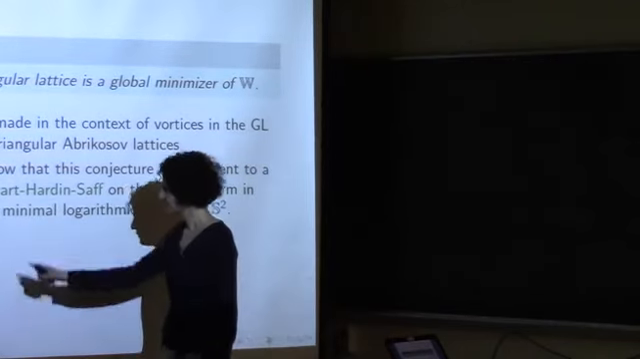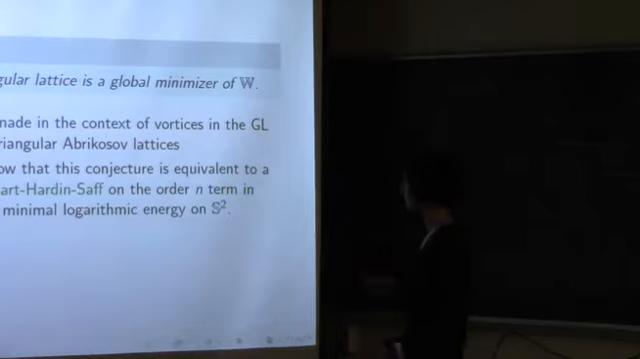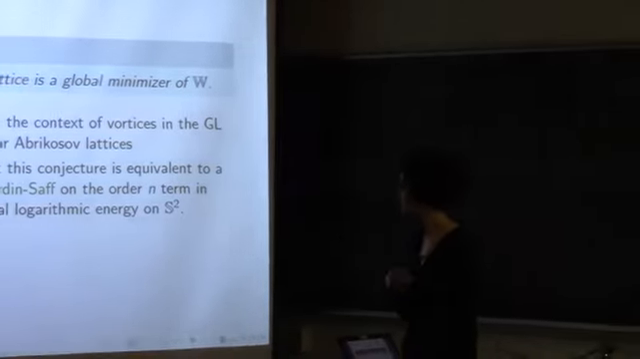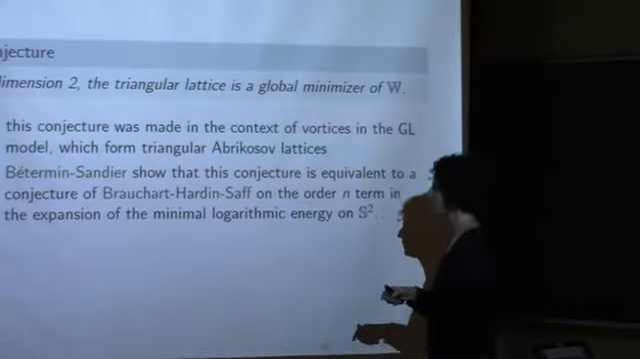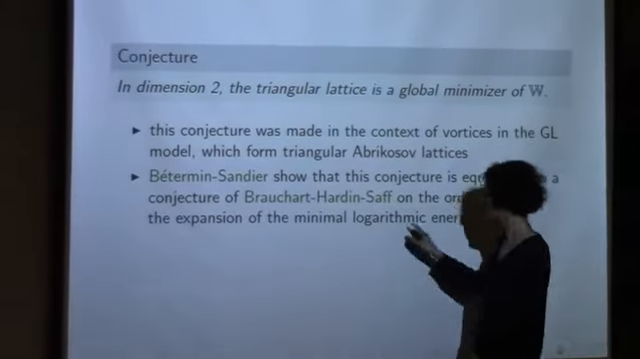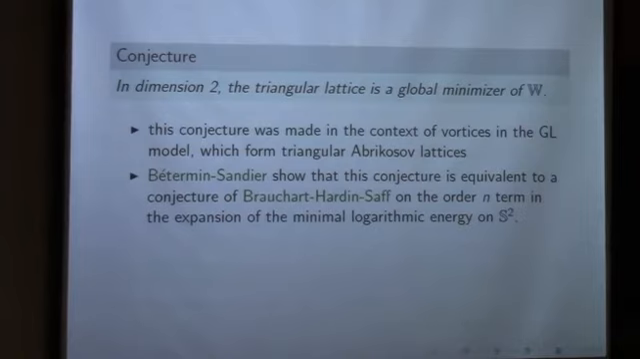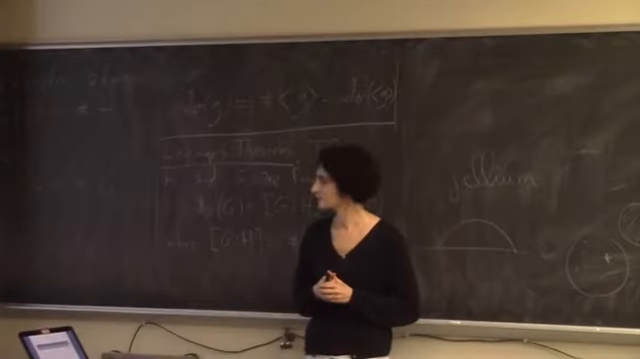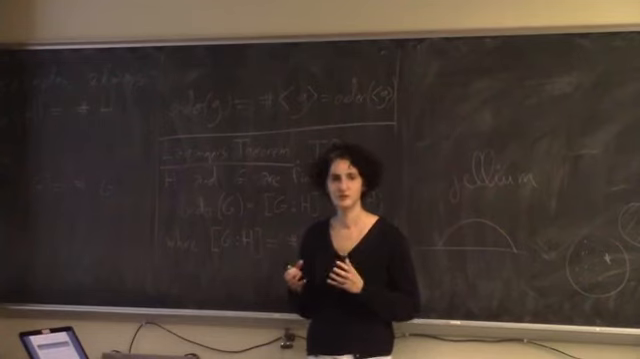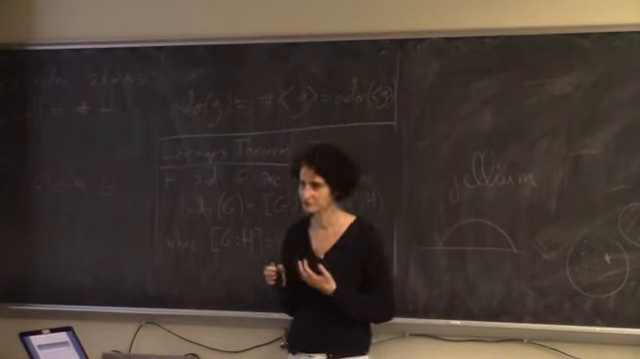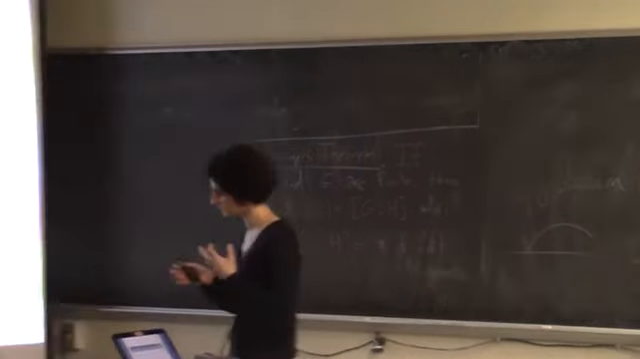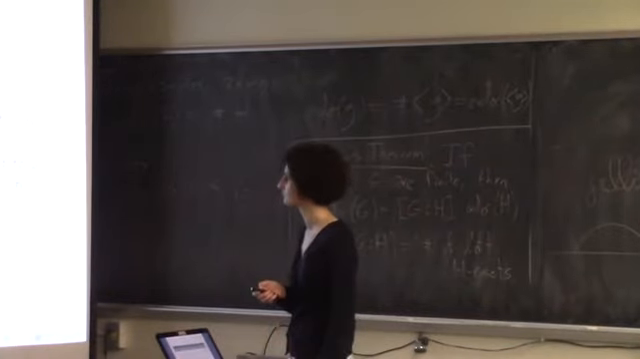Note that Bétermin and Sandier showed that this conjecture is equivalent to another one. So that's another reinforcement to the conjecture: the conjecture made by Brauchart, Hardin, and Saff on the expansion of the minimal logarithmic energy on the sphere. They made this conjecture by analytic continuation, so by completely different means. So this is another sort of reinforcement.